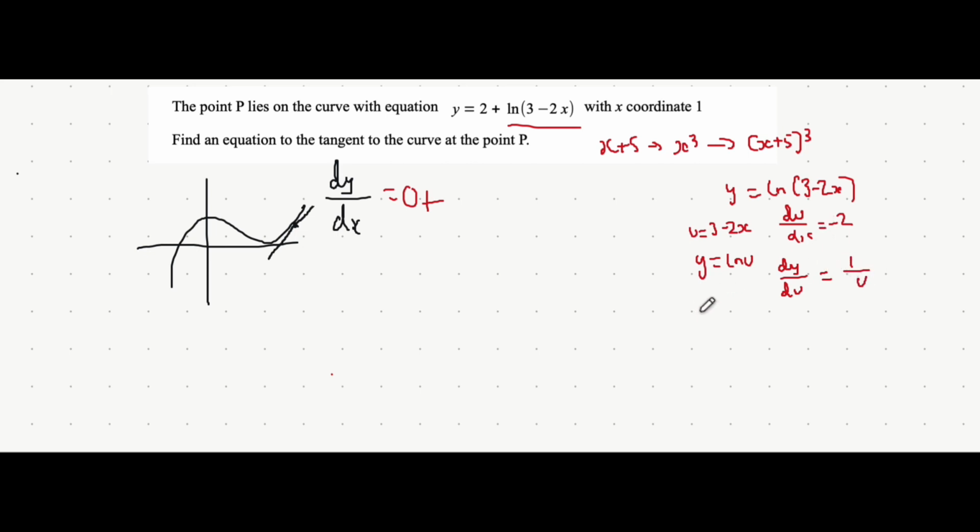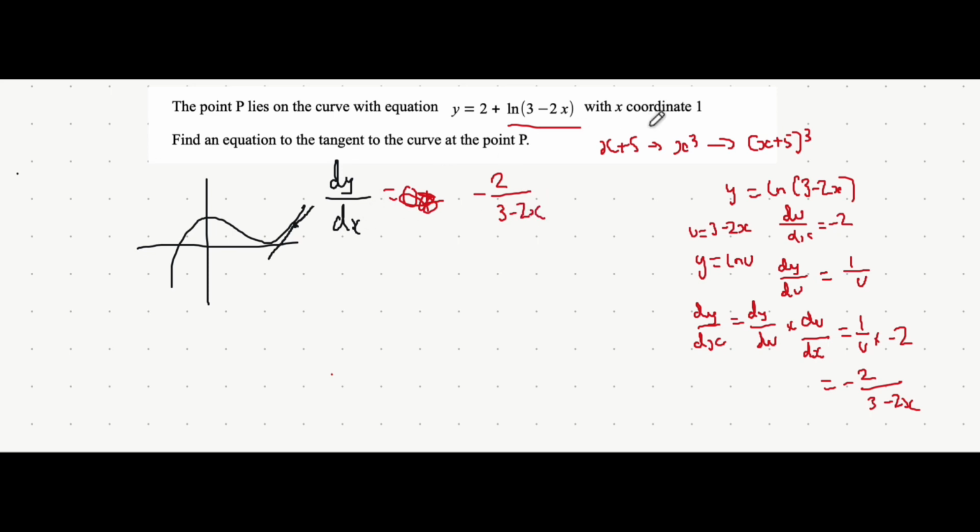dy dx is then written out as dy by du multiplied by du by dx. The reason why this works is because the du's on the top left and bottom right will cancel out, leaving you with just dy dx. We found these individually. We found dy by du is 1 over u, and you multiply onto that du by dx, which is minus 2. So that's equal to minus 2 over u, which is 3 minus 2x. So that's it. That's what dy dx is. We can now add it onto this. So it's just minus 2 over 3 minus 2x.